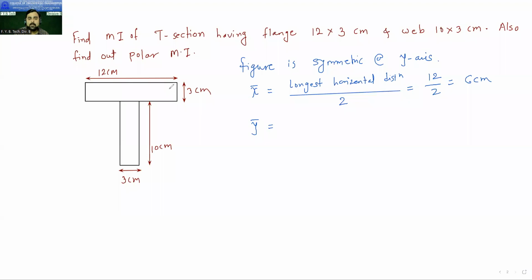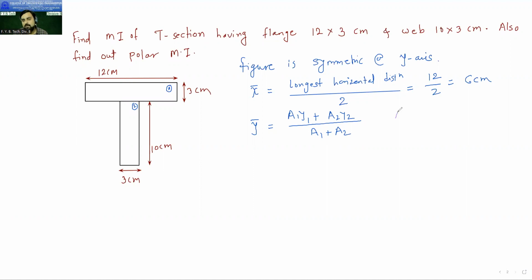To calculate y bar, I will assume that this is my first area and this is the second. So it is A1 y1 plus A2 y2 divided by A1 plus A2. Why am I using this formula? Because the figure is not symmetric about the x-axis. If it were symmetric about x, I would have got the direct answer like this. But it is not symmetric about x, so that is why we are using this formula for y bar. So now let us calculate the values.